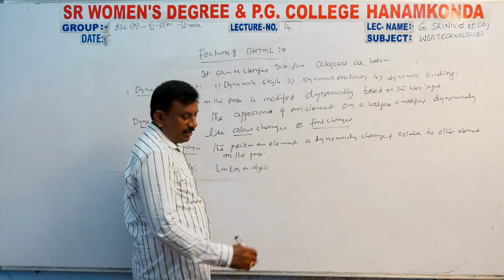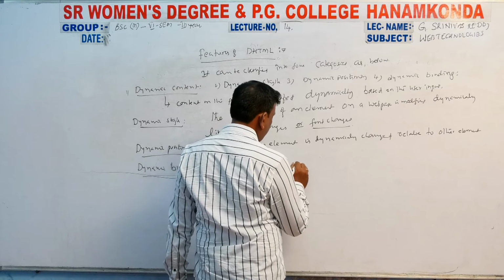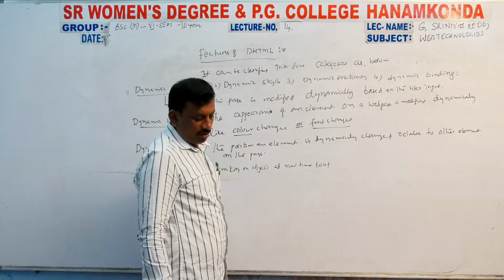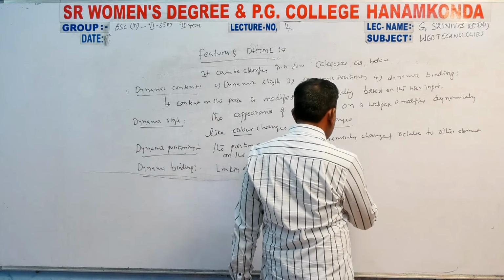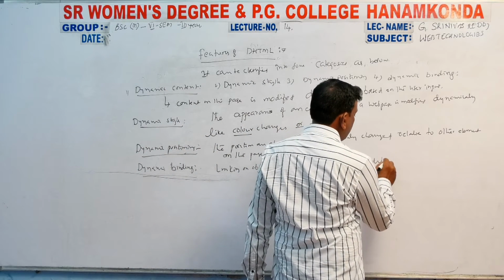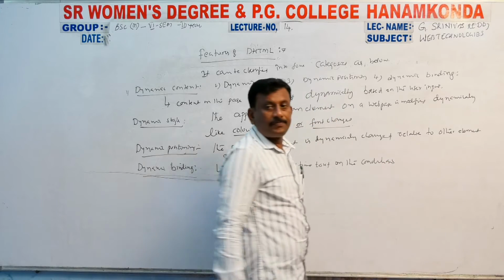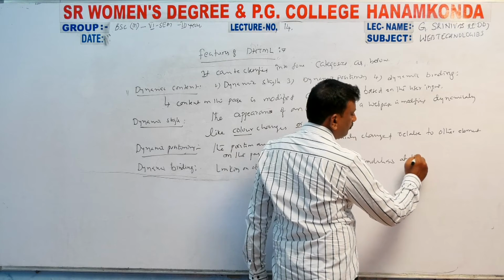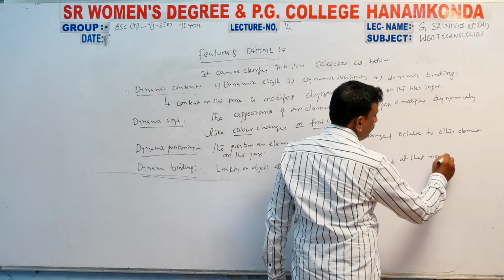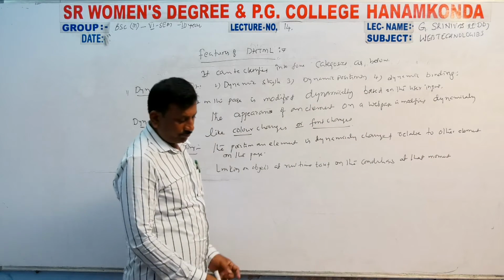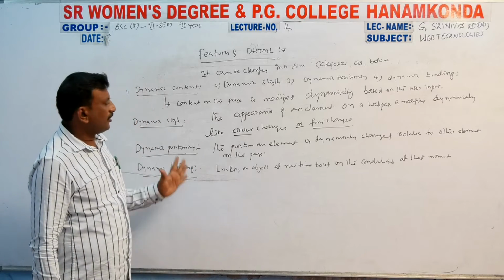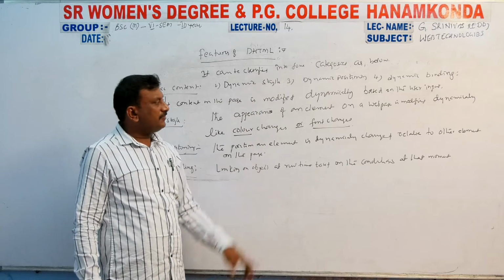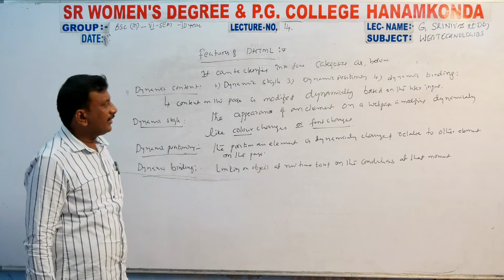Linking an object at runtime based on the conditions at that moment. But these are the features. Main features: content, dynamic style, and dynamic position and dynamic binding.